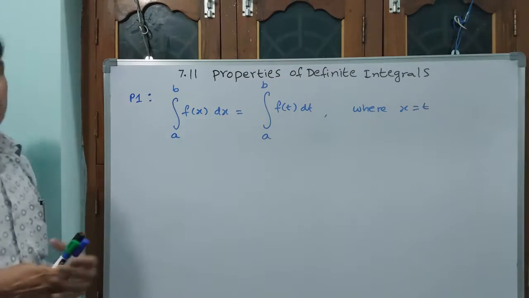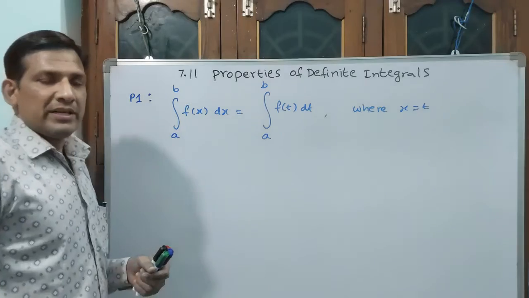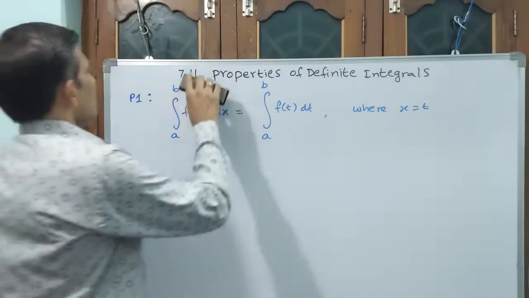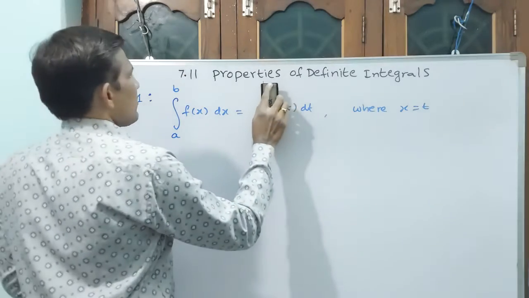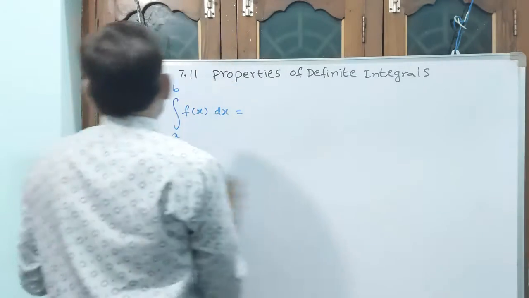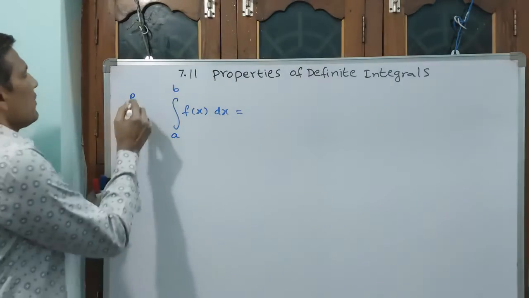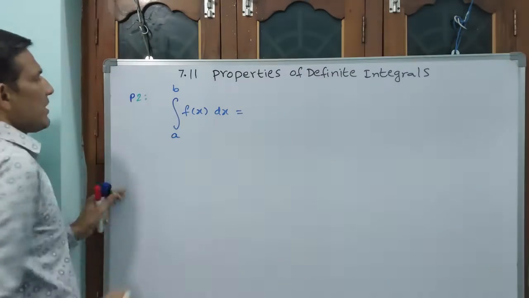Now let us go for property number 2. One by one we will see. Total 9 properties are there, and we will see all 9 properties. See, property number 2 I am writing, P2 colon.